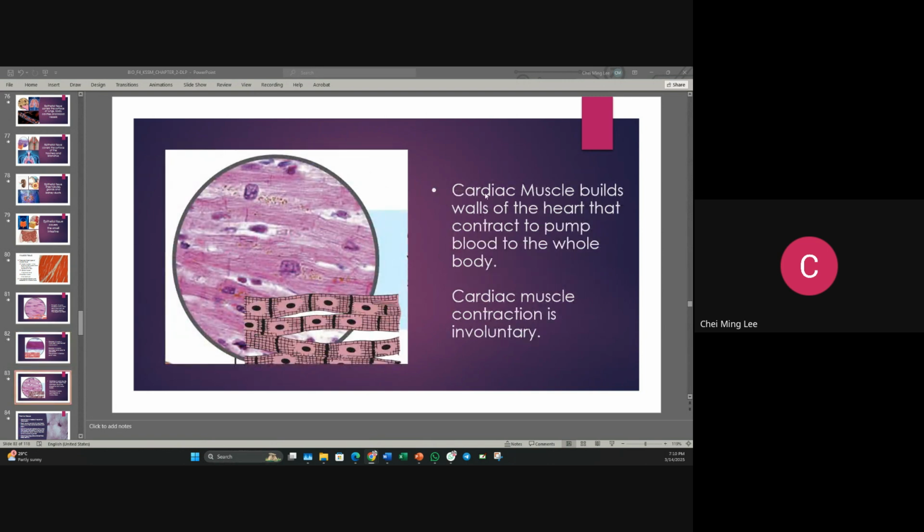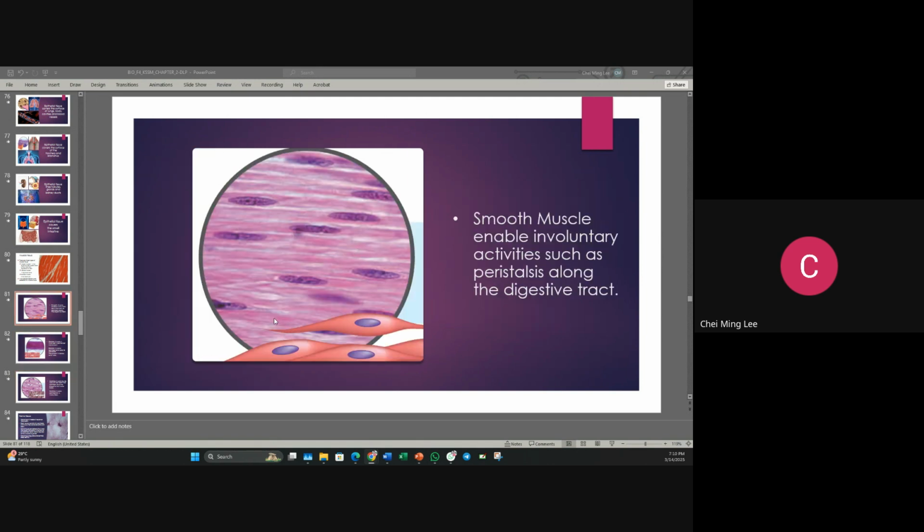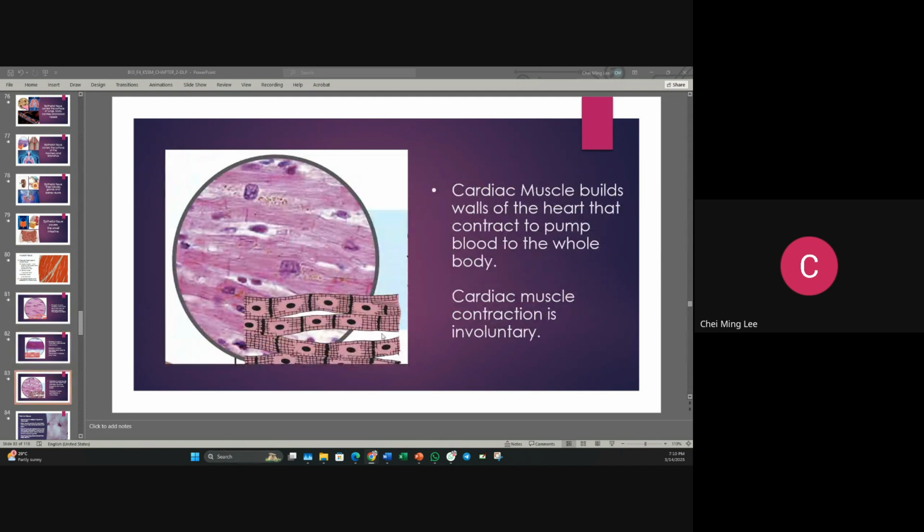Then for cardiac muscle, it builds the wall of the heart, meaning the outer layer of the heart that contracts to pump the blood to the whole body. So the cardiac muscle contraction is involuntary, we cannot control it as well. So that's why you see, compared to all these, this is a bit thinner. This one also thinner, but this one will be very thick.